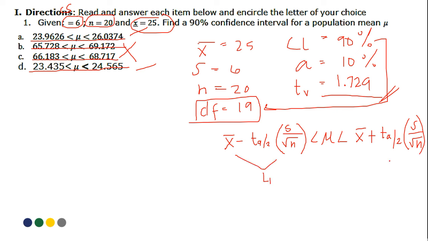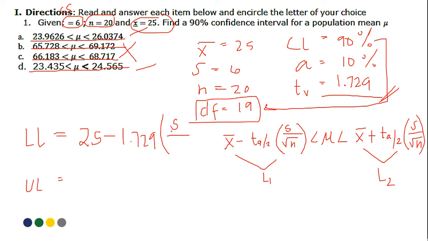So this is our L1. And this is our L2. And please compute what is our LL, or upper, lower. What is LL? Oh, compute nyo na yung LL niya. X bar is 25 minus 1.729. Check nyo, baka mali rin yung sa choices. Compute nyo na. X bar is 25 minus 1.729. Tapos meron tayong S na 6 and square root of n, 20. So anong lumabas na sagot?